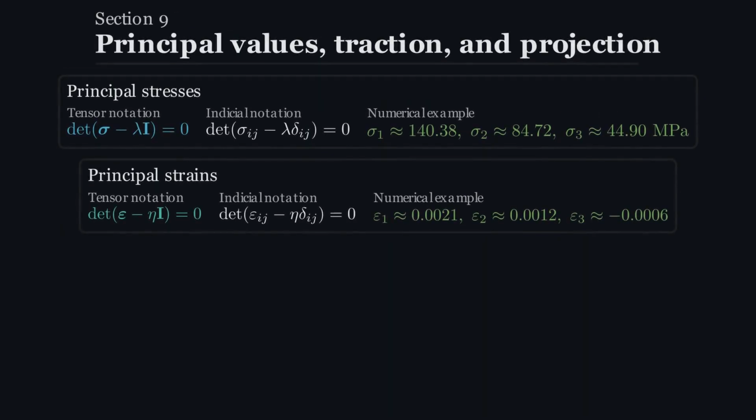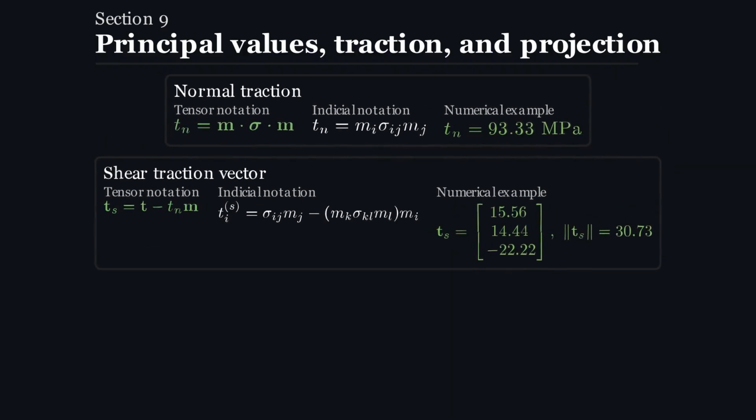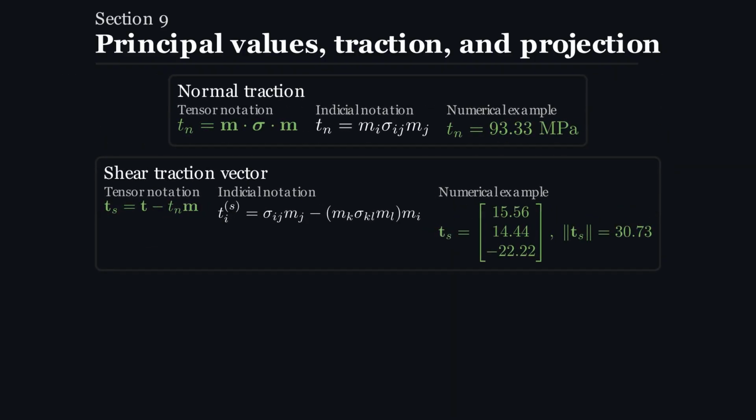Principal values come from the eigenvalue problem. We first show the tensor equation, then the indicial form, and then the computed principal stresses and principal strains. Traction on a plane comes from stress acting on the plane normal. Its normal part is a scalar, and its shear part is the remaining vector after subtracting the normal projection.